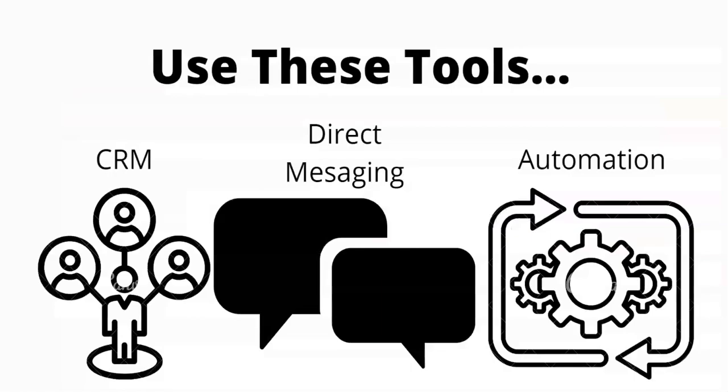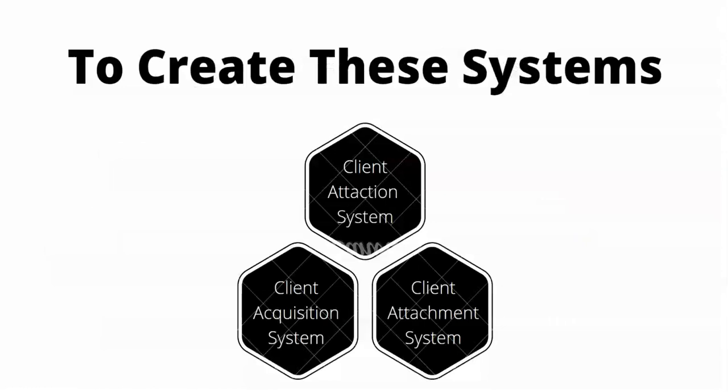So in conclusion, we use these tools, the CRM, the direct messaging, and automation, all together, amongst other things, to create these systems, which are the client attraction, acquisition, and attachment systems. When everything works together, it works synergistically. I don't know if that's a word, but it sounds like a good word to have. It all works together, and it makes owning and managing the business much simpler and easier because we have all that data in one place.